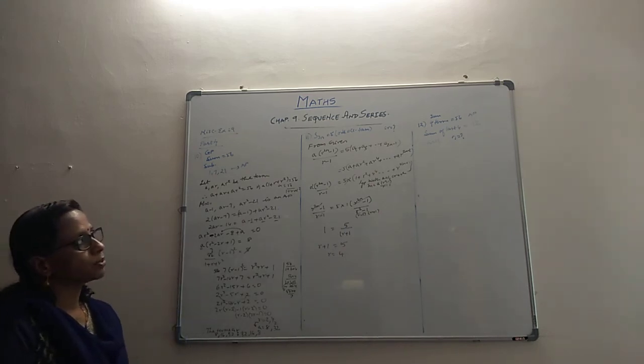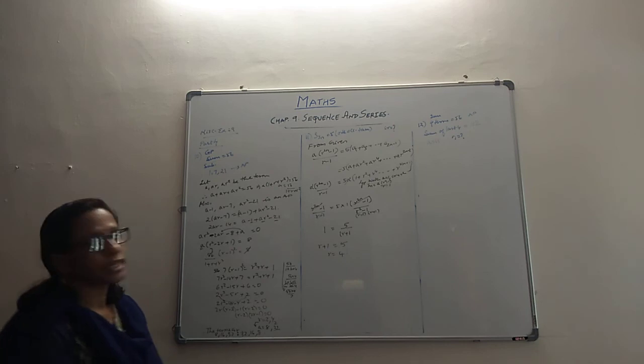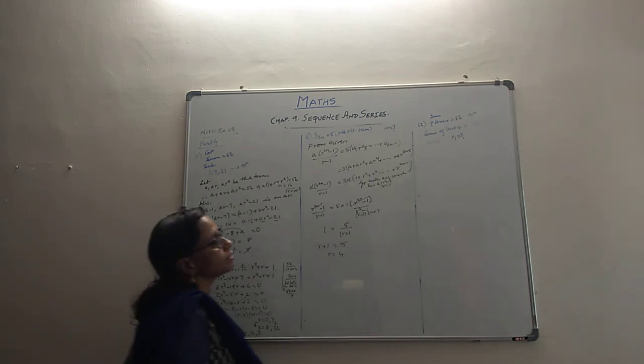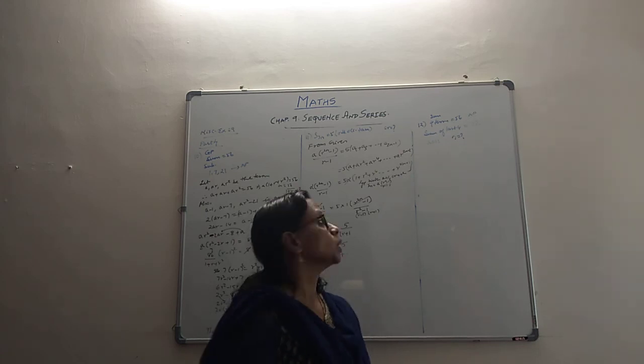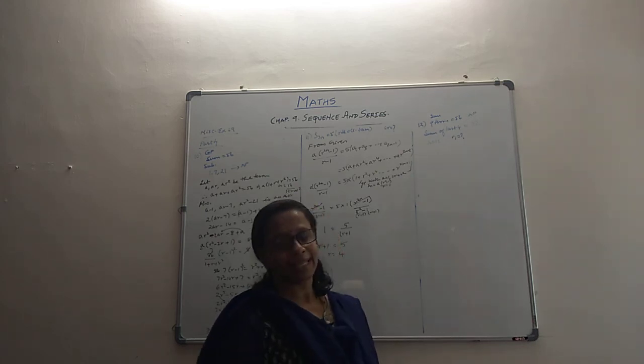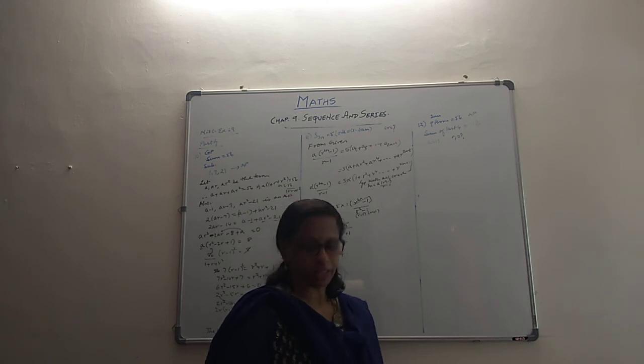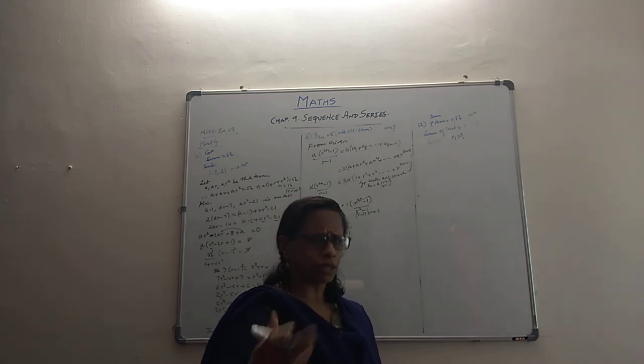Then we have the 12th problem. It says that there are n terms in an AP, and the first 4 terms add up to 56, and the last 4 terms add up to 112. You have to find out what n is, and they tell you the first term is 11. They are very kind. They have given you the first term also as 11. So quite a lot of data.